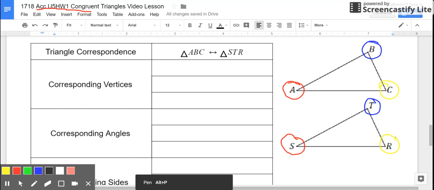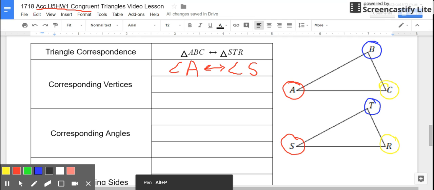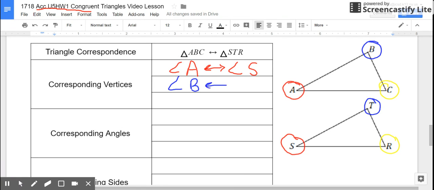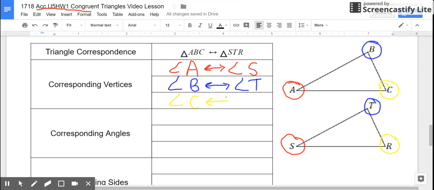So I'm going to list them as corresponding parts. So I know that angle A corresponds to angle S. And if you pay attention to my color coding, you'll notice that I'm writing in those same colors. I know that angle B corresponds to angle T. And angle C corresponds to angle R. And again, that is because they're in the same positions.